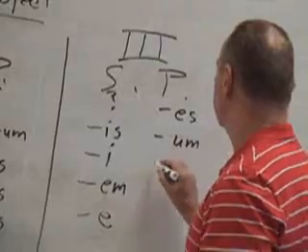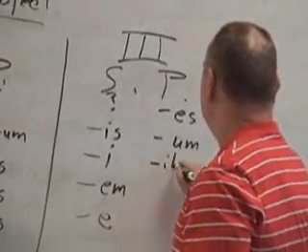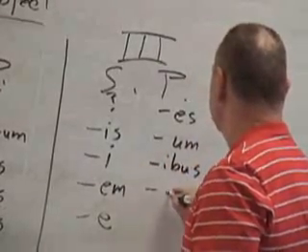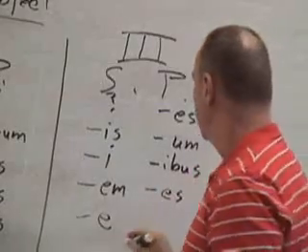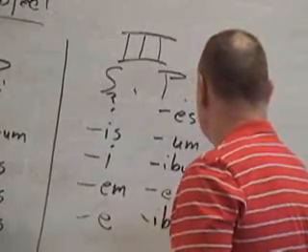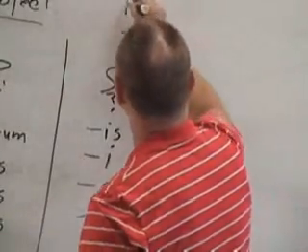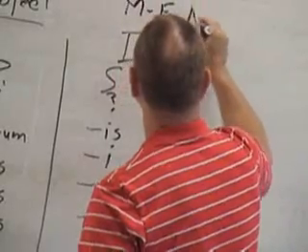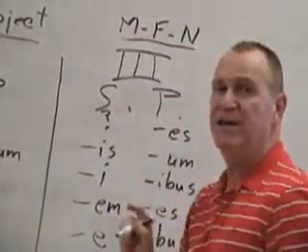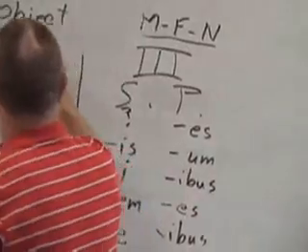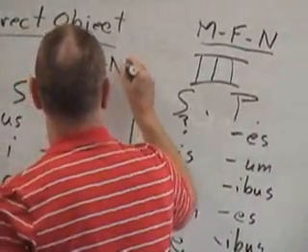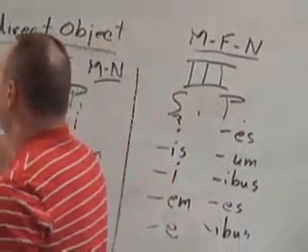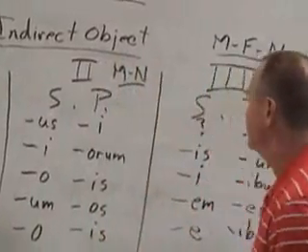There's not a mistake in the book. Here we have IBUS for the dative plural, ES for the accusative plural, and then IBUS. And remember, this declension is masculine, feminine, and neuter. This is our gender. It has all three genders in it. Second declension is masculine and neuter. It has two genders in it. And first declension is feminine.